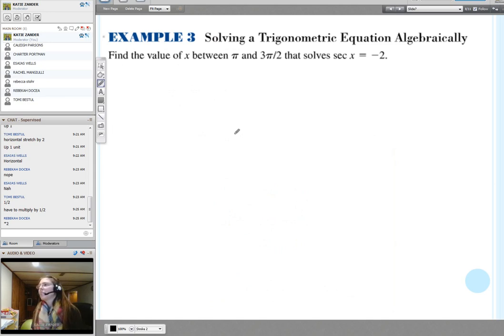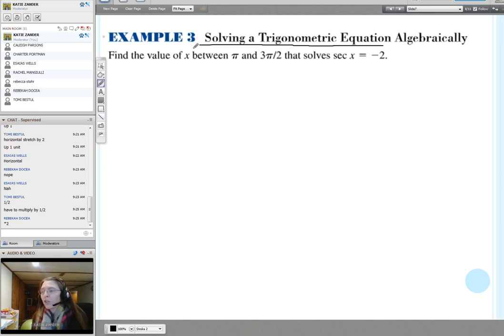All right, this one's a little bit different. It says find the value of x between pi and 3 pi over 2 that's going to solve the equation secant of x equals -2. So they switched it up a little bit for us. They're not necessarily asking us for the transformations that are occurring of our graph. They're asking us to solve instead. We're going to really focus on solving our trig equations in upcoming lessons. This is kind of just an intro and starter one. This is very basic. We are going to get more advanced with solving trig equations as we move forward.